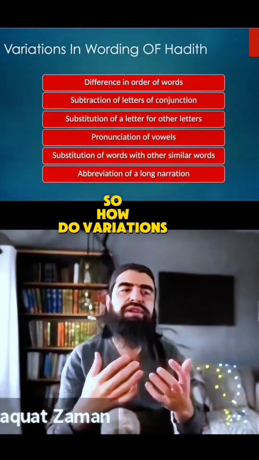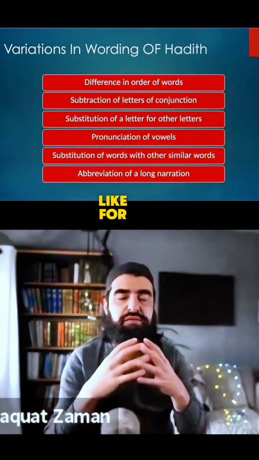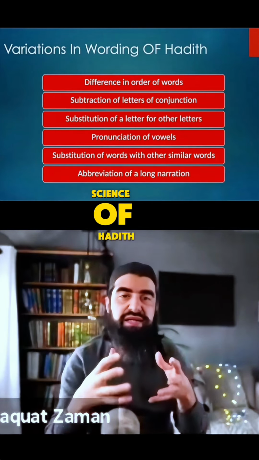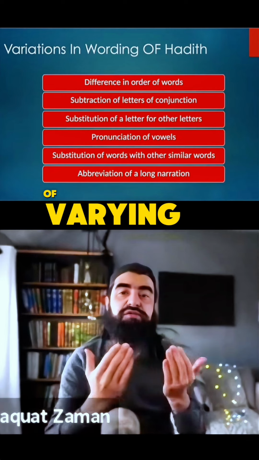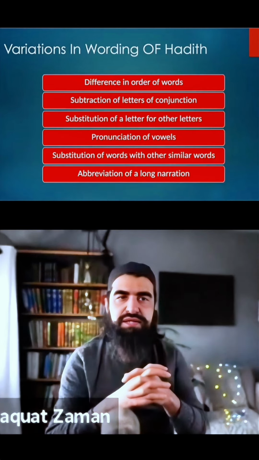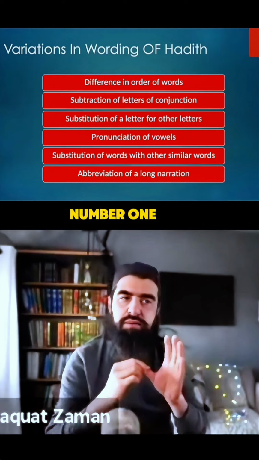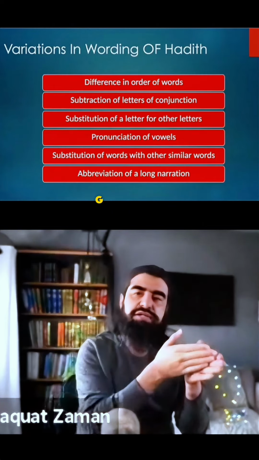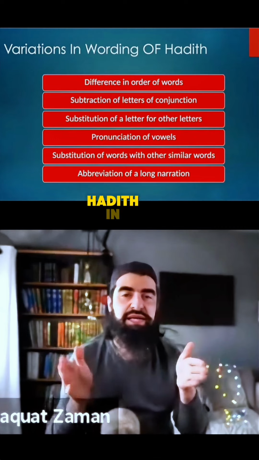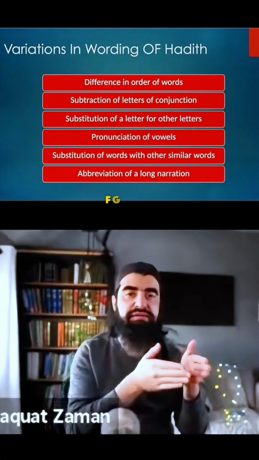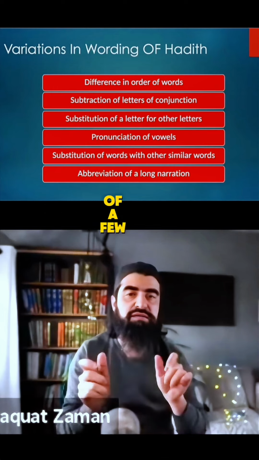So how do variations in wording of hadith occur? I'm sure many of you are not very familiar with the science of hadith and the nature of varying narrations. So I listed for you some of the differences in how words differ. For example, number one, difference in order of words. Let's say A, B, C, D, E, F, G, that order. That same hadith in another version might occur as A, C, B, D, E, F, G, right? With a shuffling of a few words here and there.